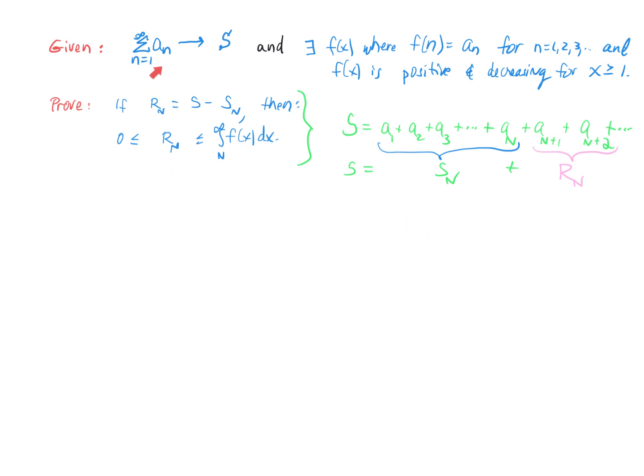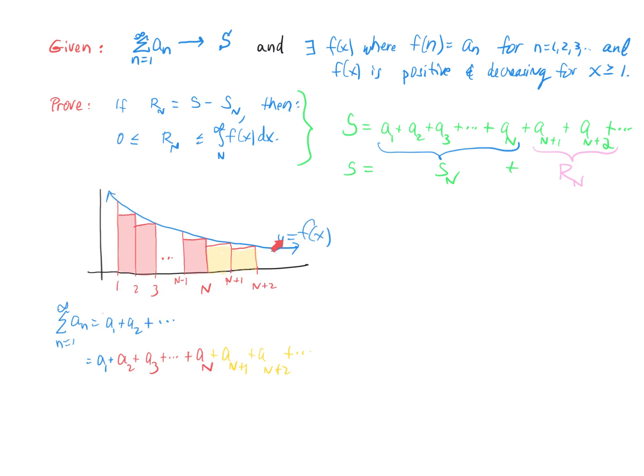Okay, so if we stop at the nth partial sum, how can we guarantee that the remainder, which is like an error, because that's how far away we are with our nth partial sum from the actual infinite sum, how can we prove that this error can be no bigger than the definite integral from capital N to infinity? That's what we're going to prove right now.